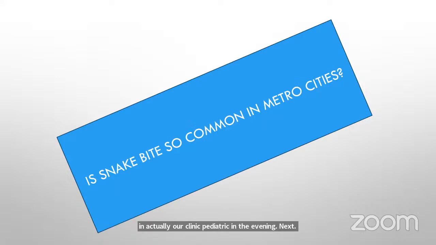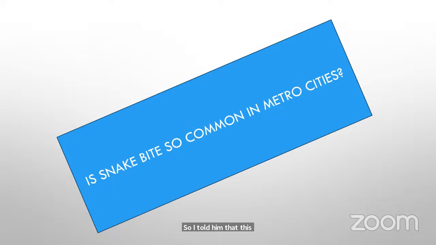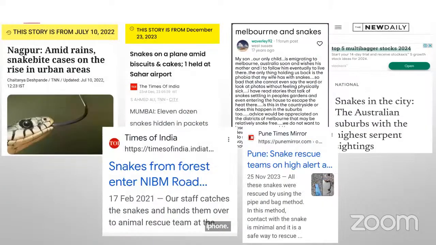So the first question, the parents are very anxious. The first question they ask me is, doctor, we live in a very posh society, gated community, and how can the snakes come there? So I told him that the snakes are ubiquitous, and then when I searched all over the literature, I found that snakes are seen in all metro cities. They are seen in Pune, they are seen in Mumbai, they are seen in Nagpur, Nasik, Dhule, everywhere. And when I went to the literature, I found that the snakes are more commonly seen in Melbourne and even in New York. So snakes are ubiquitous. So it's not that, as many of my friends think, अरे हमारे यहाँ तो कुछ snake bite दिखता नहीं है.